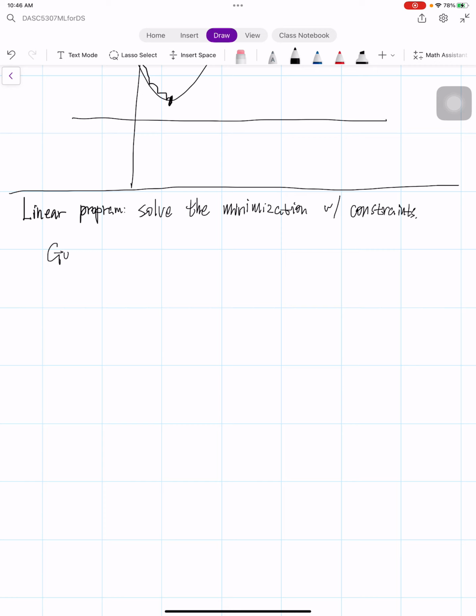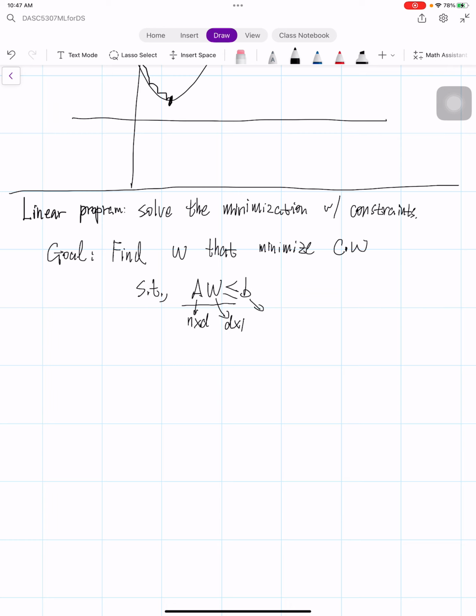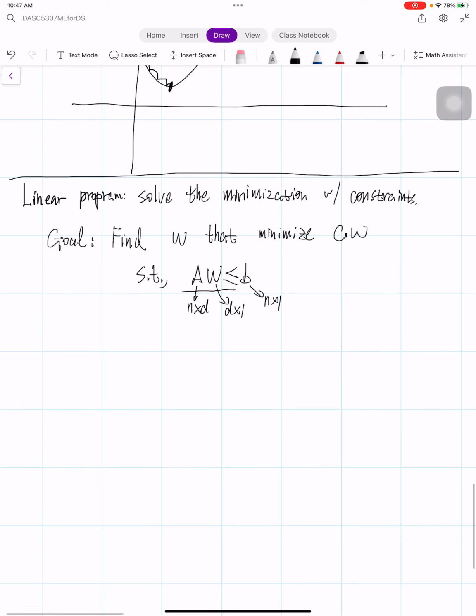So the goal is to find the parameters in your model that minimize, for example, the linear function of your W dot product, such that with some constraints, A W less than or equal to B. Okay, so here usually this A is an n by D matrix, W is a D by 1 vector, and B is an n by 1 vector.